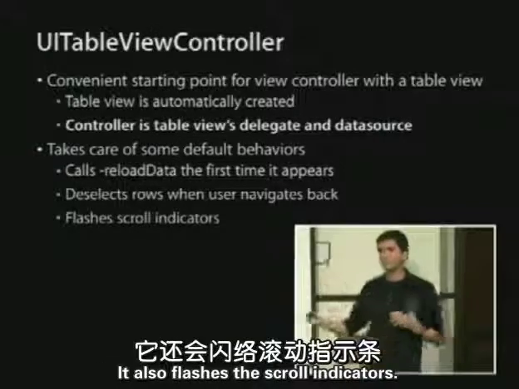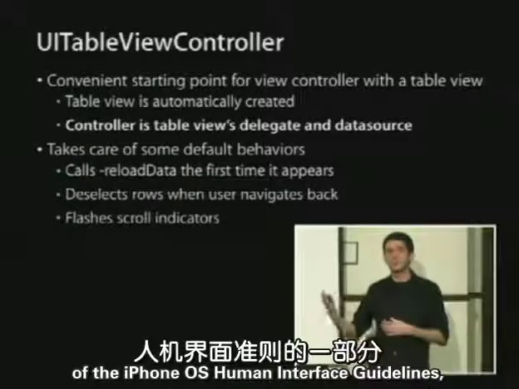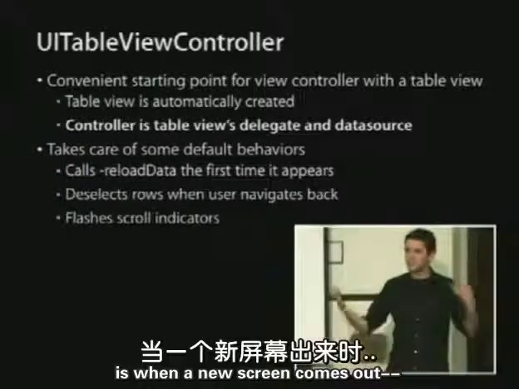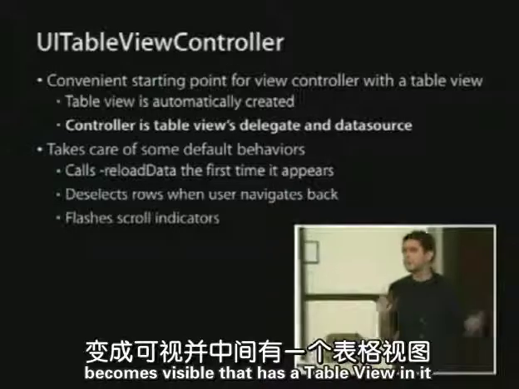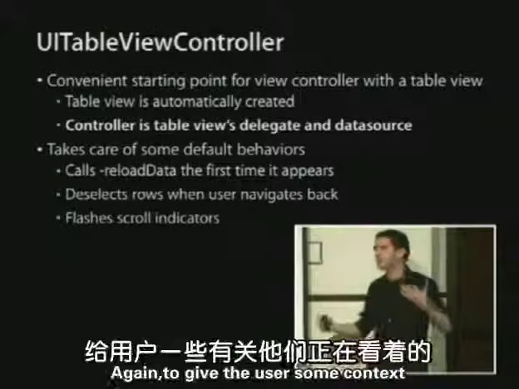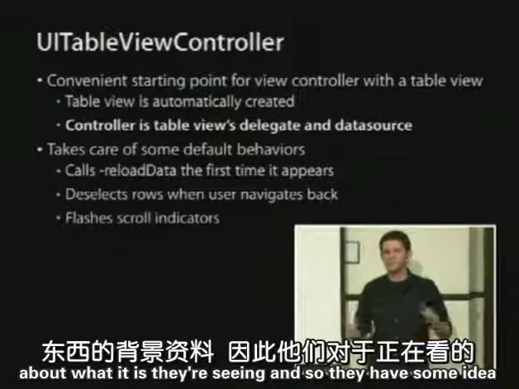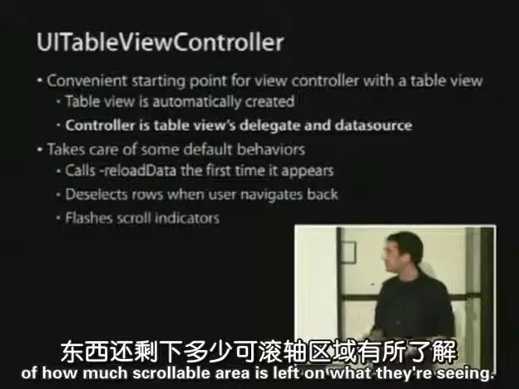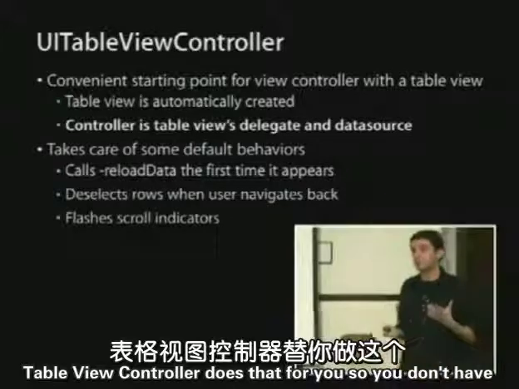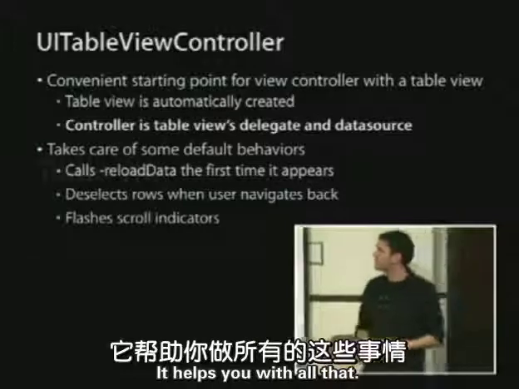It also flashes the scroll indicators. This is actually part of the iPhone OS Human Interface Guidelines. When a new screen becomes visible that has a table view in it, or any scroll view actually, the scroll indicators should flash once, again to give the user some context about what it is they're seeing, so they have some idea of how much scrollable area is left on what they're seeing. TableViewController does that for you, so you don't have to worry about conforming to the interface guidelines. It helps you with all that.